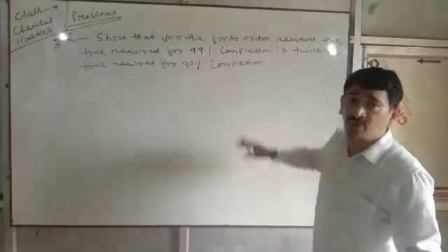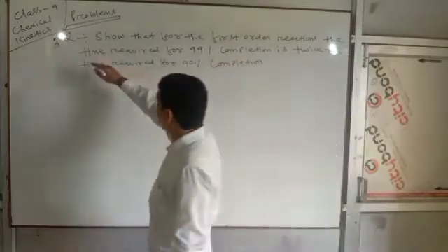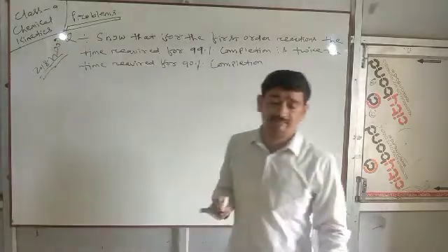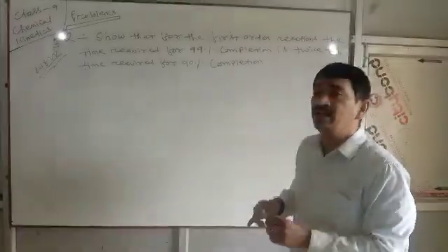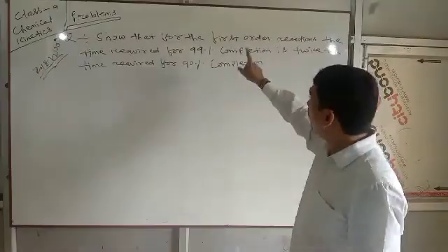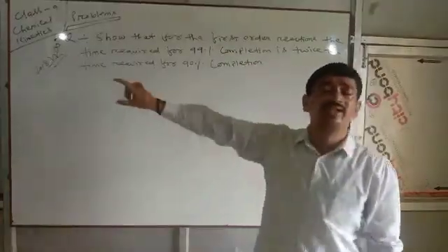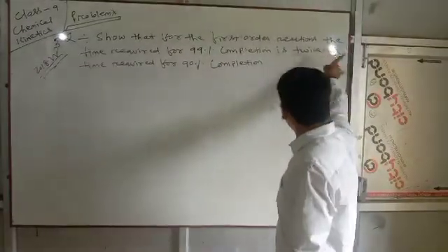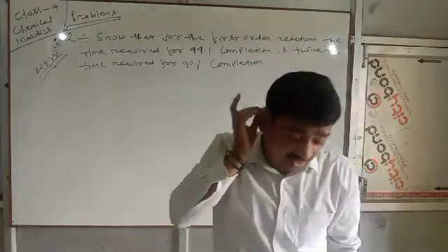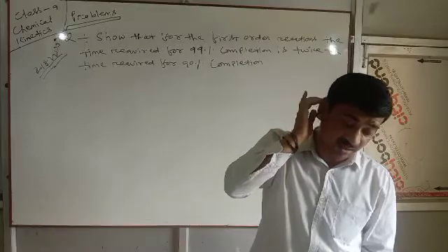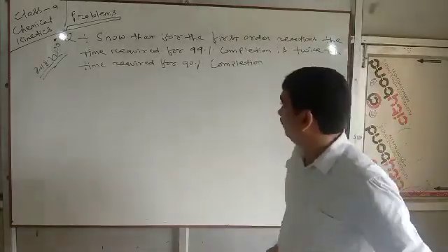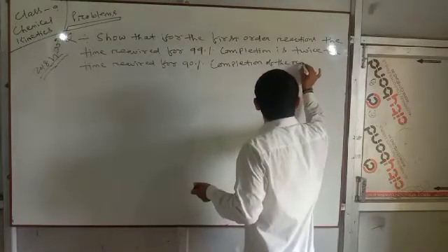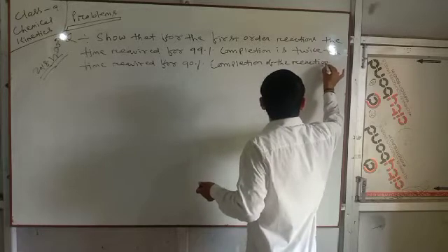So that is a very important question, Question 2018. Look at it. What is the question saying? For a first order reaction, the time required for 99% completion is twice the time required for 90% completion of the reaction.